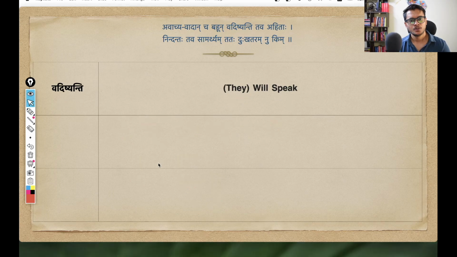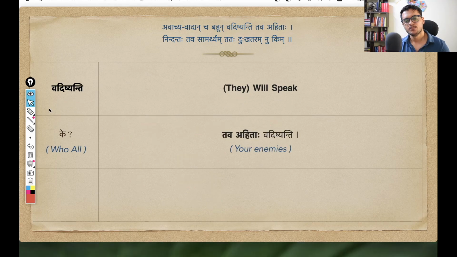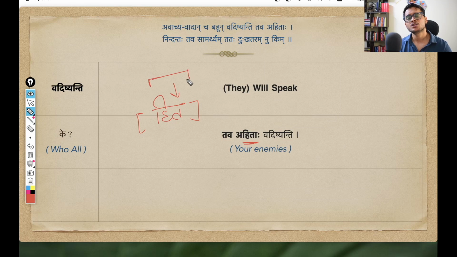They will speak. We are starting with this kriya pada, and if we move on, the immediate question will be ke vadishyanti, who all will speak? And the response is ahitaha vadishyanti, ahitaha. See, this pada itself is composed of two padas. You have this pada hita, and hita in general means welfare, your wellness. We say in Hindi, tumhare hit ke liye hai, it is for your own benefit, for your own welfare. But the way it is being used in the context of the shloka is yaha hitam karoti, or yaha hitam ichhati, basically one who wishes for your welfare.